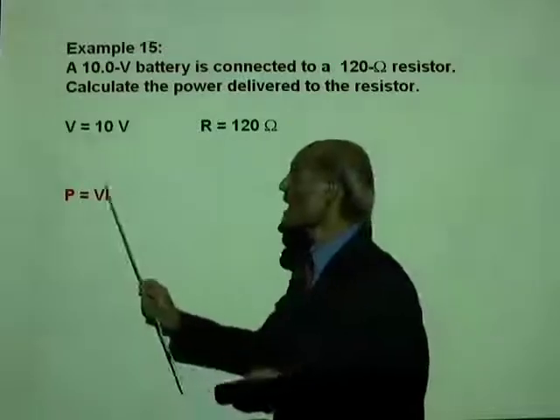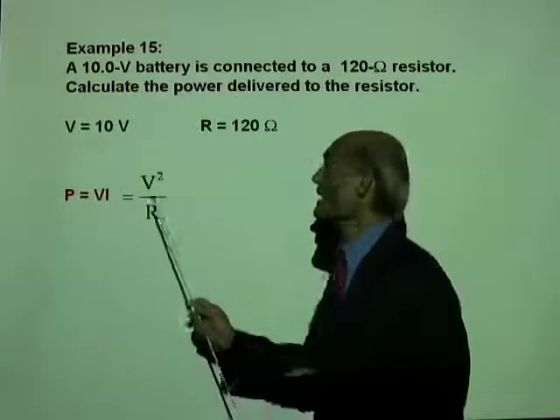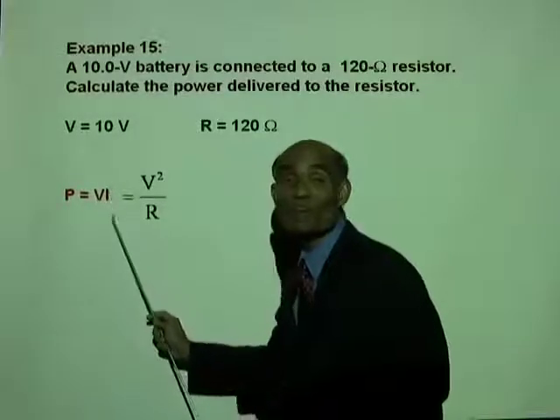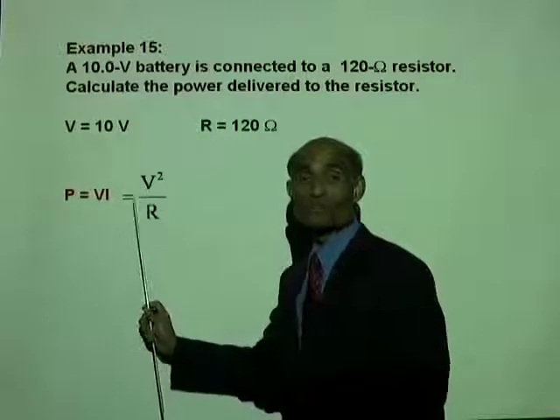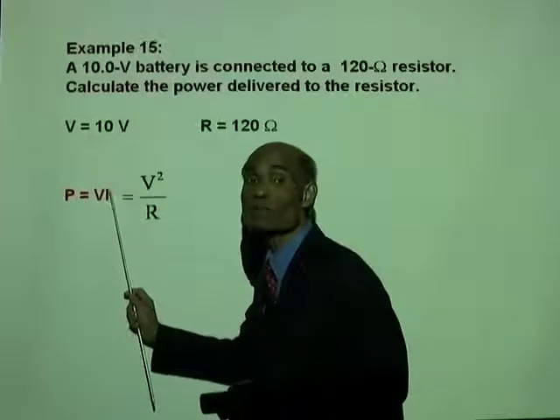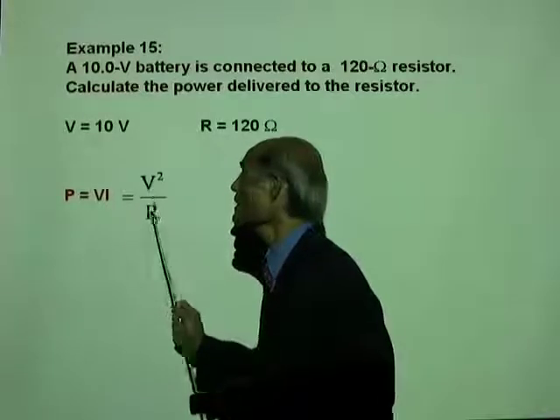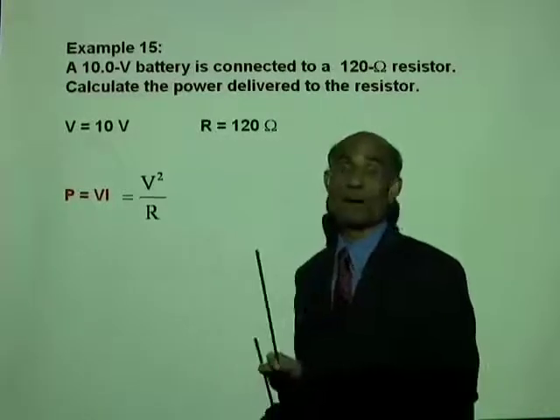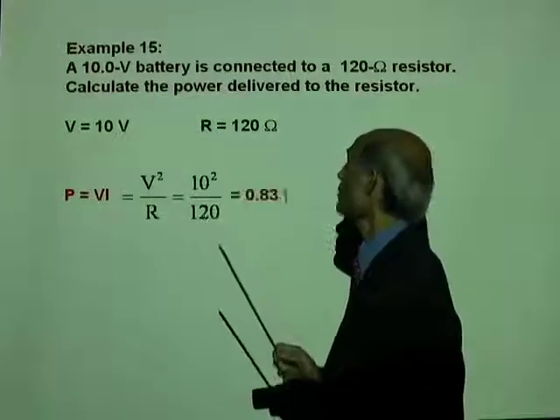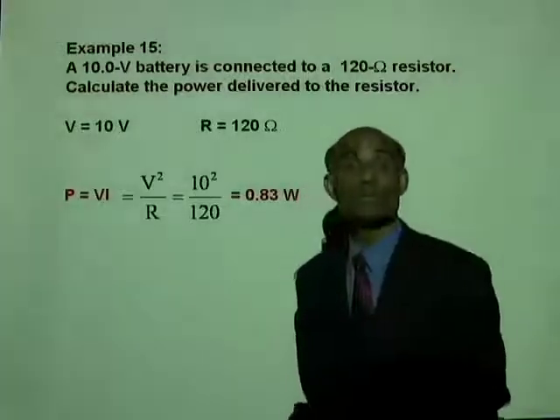But we don't have I. What do we do now? Well, I can write I as V over R. Is that right? Use Ohm's law to rewrite I equal to V over R. That means the power now equal to V squared over R. Now that will be 10 squared over 120. That is 0.83 watt.